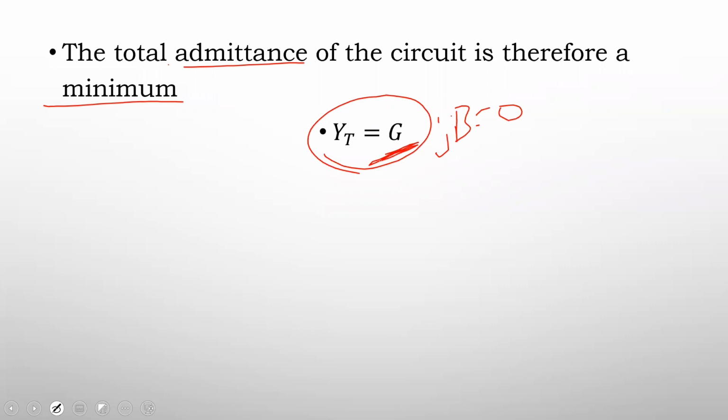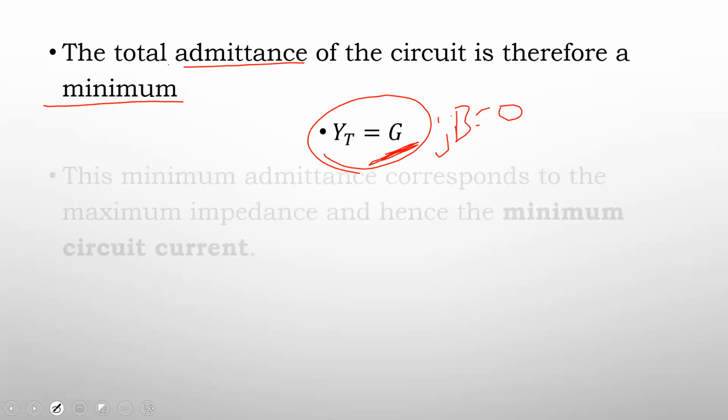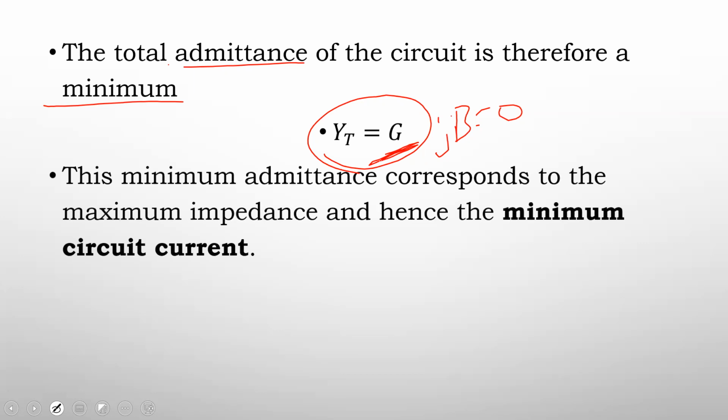But you agree with that? Because remember now, impedance is the reciprocal of admittance, or the other way around, admittance is equal to the reciprocal of impedance. So if I have the smallest value possible of the admittance, it means that I will have the largest possible value of impedance. If I have the largest possible impedance, it means that I have the smallest possible current. So for parallel resonance, the minimum admittance corresponds to the maximum impedance. And if I have the maximum impedance, then it will be the minimum circuit current.